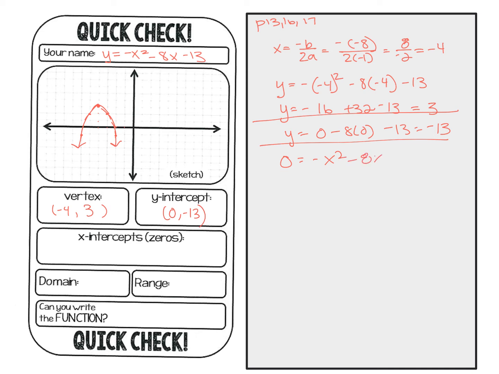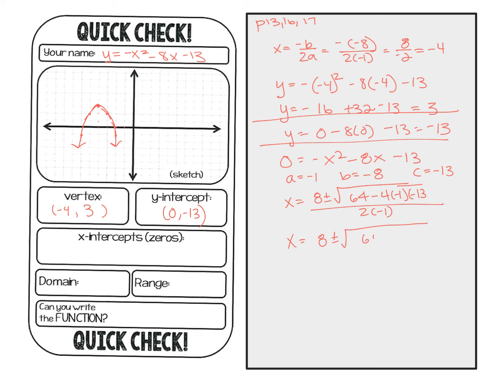So this problem, I think it doesn't factor. I think the easiest thing to do here is just quadratic formula. My a is -1, my b is -8, my c is -13. So I get x equals negative b, which would be +8, plus or minus the square root of b squared, minus 4 times -1 times -13, all over 2 times -1. This gives me 8 plus or minus.